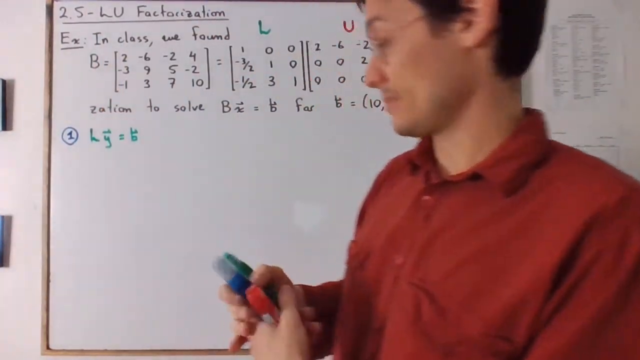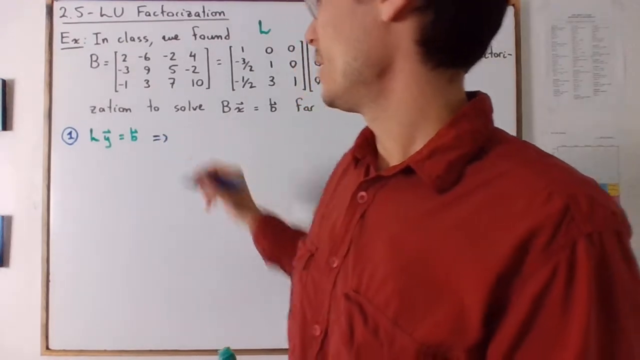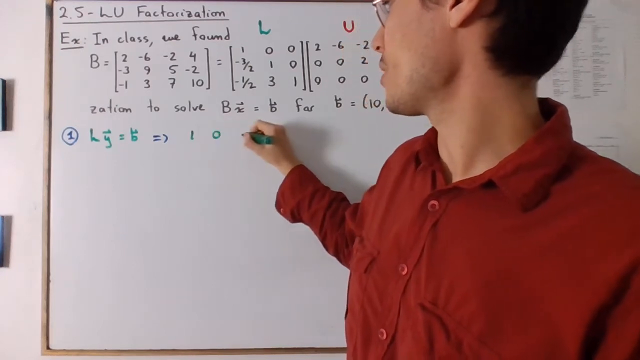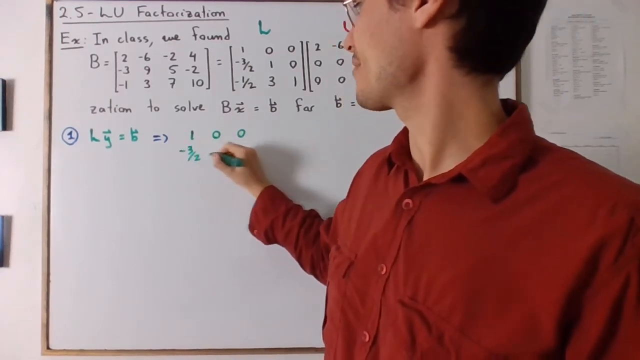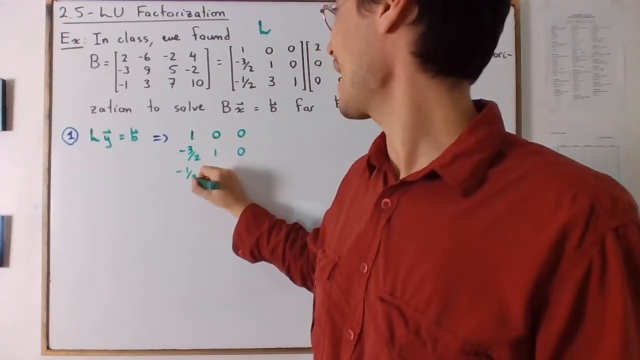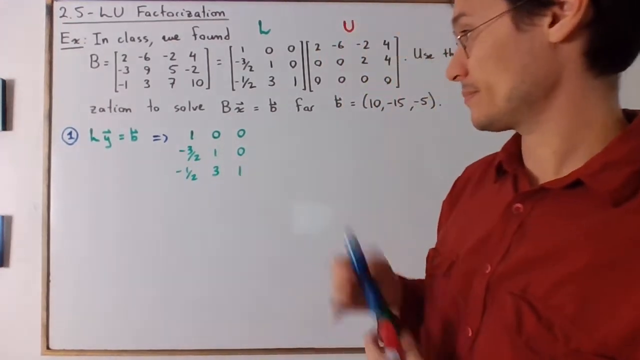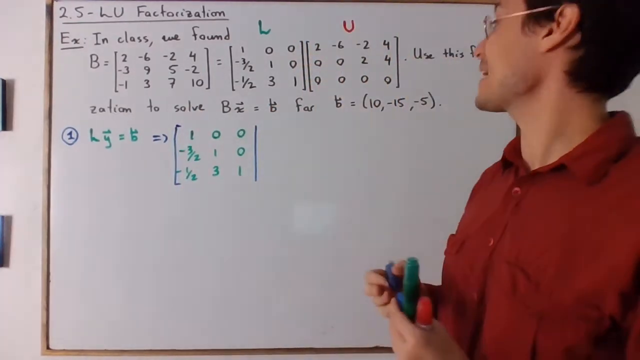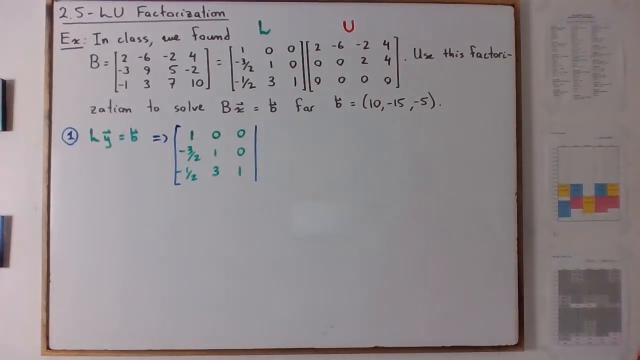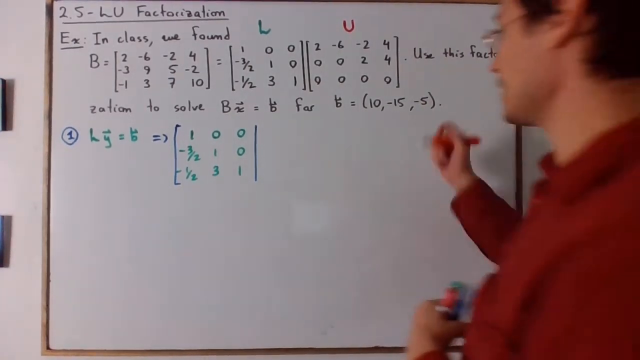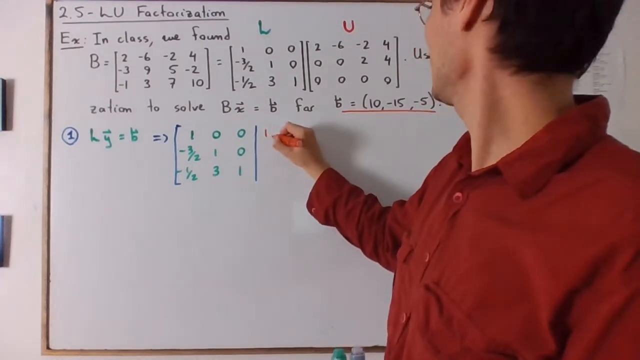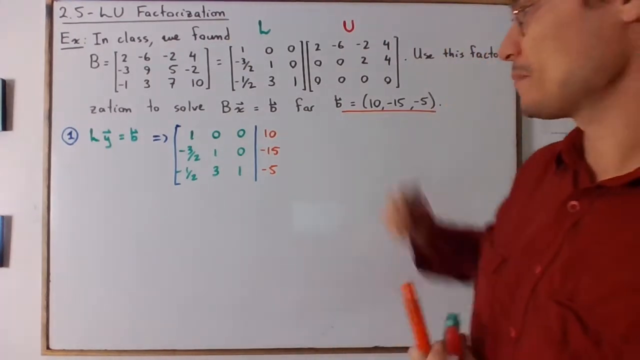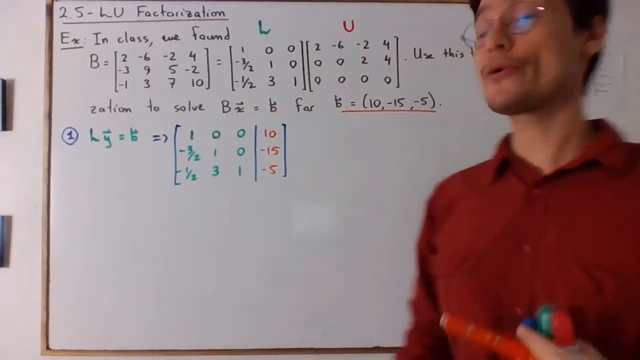So in other words, we put the matrix L, which is 1, 0, 0, then negative 3 half, 1, 0, negative 1 half, 3, 1. Okay, so this is the matrix L, and we augment it with the vector b. Just for the sake of color coding a little bit, I'll do it in orange. We put this vector b: 10, negative 15, negative 5. And then we're row reducing.